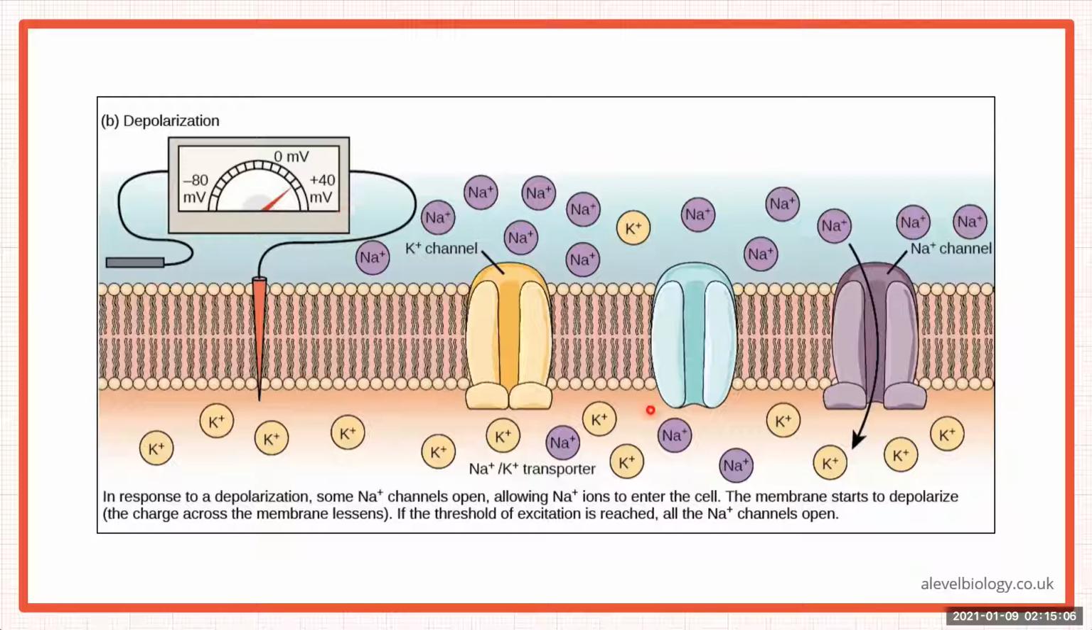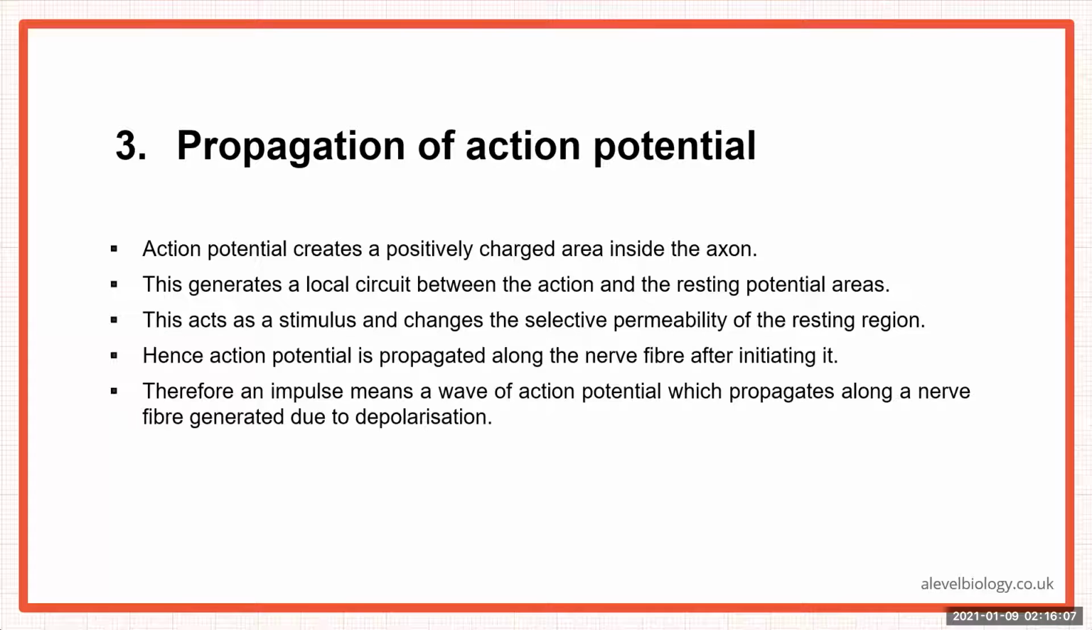So this is what we call depolarization, right? And if the threshold is reached, more and more sodium channels would open and they will keep on bringing the sodium inside. This action potential creates a positively charged area inside the axon, as we were just discussing. Because of that, a local circuit is generated between the active and the resting potential areas.